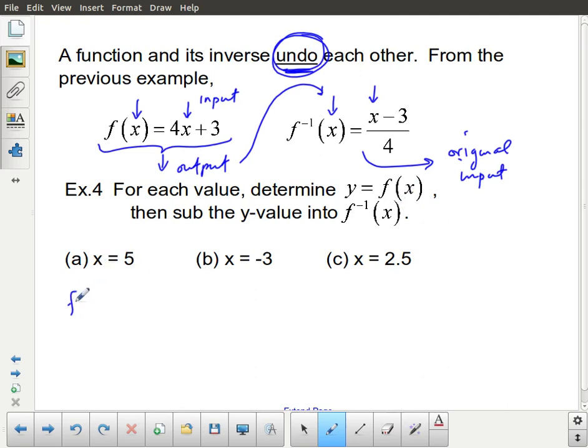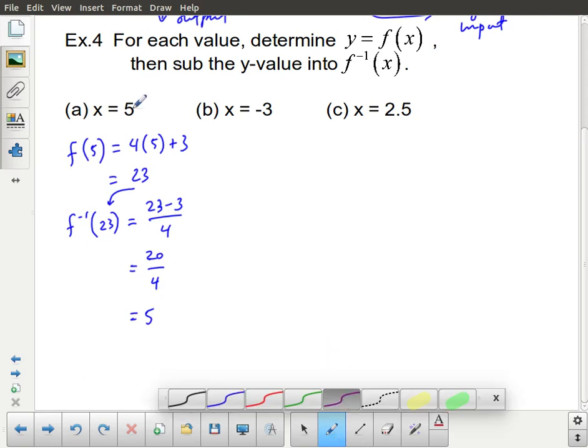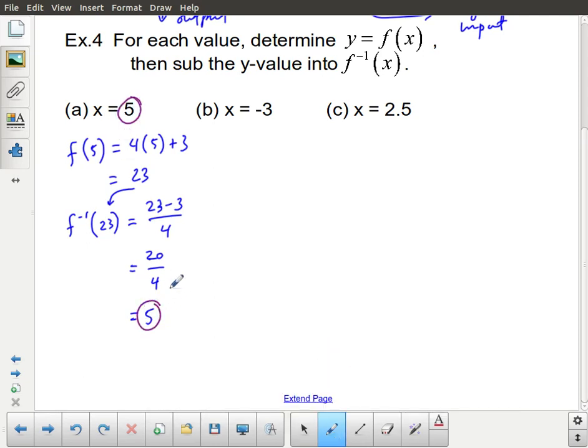When x equals 5, what is f of 5? So f of x is equal to 4x plus 3. So f of 5 is 4 times 5 plus 3. And that's equal to 23. Now I take that and I put it into f inverse. So I'm going to take this as my input now. So f inverse of 23, that's this one. That's going to be 23 minus 3 all divided by 4, which of course is 20 divided by 4, which is equal to 5. And 5 is where we started, and it's where we ended, because f and f inverse undo each other.